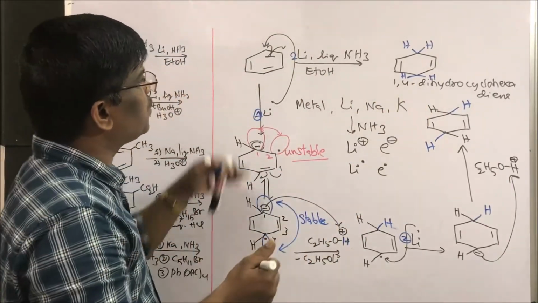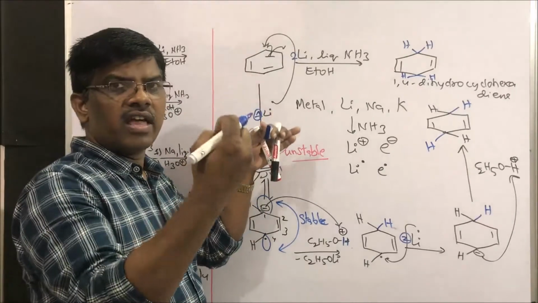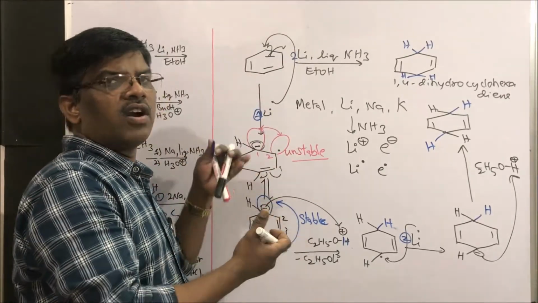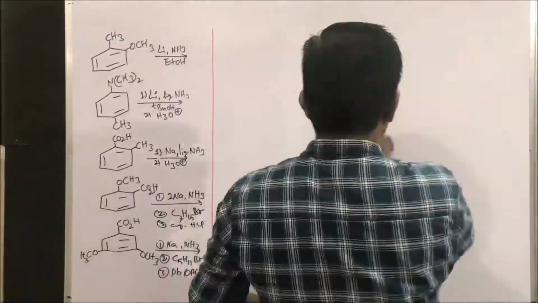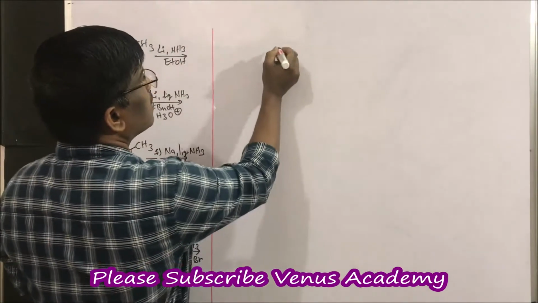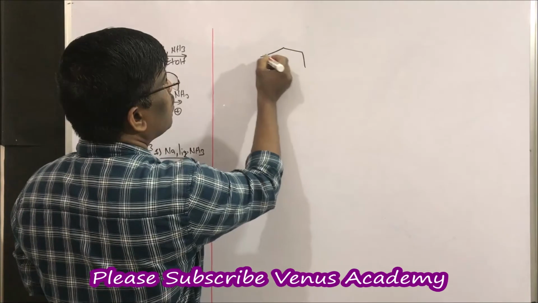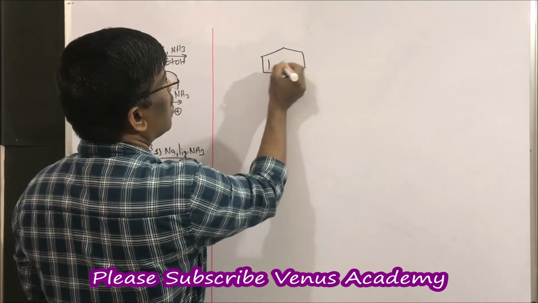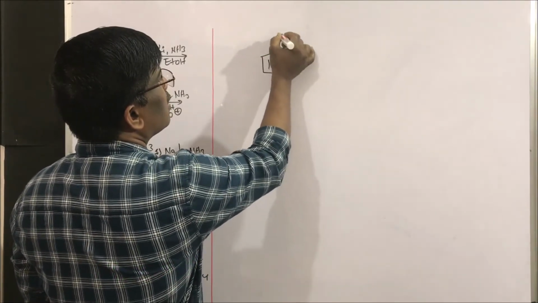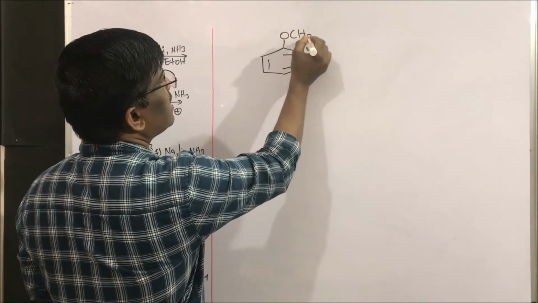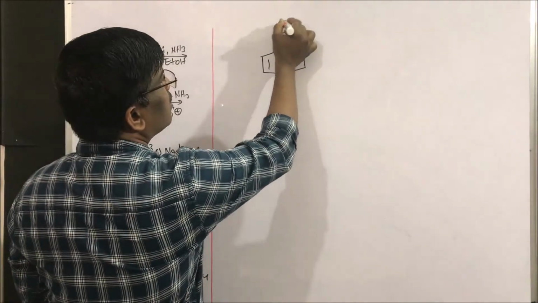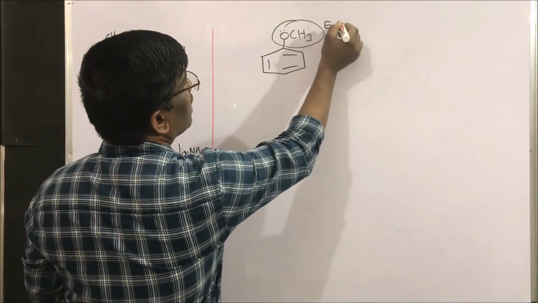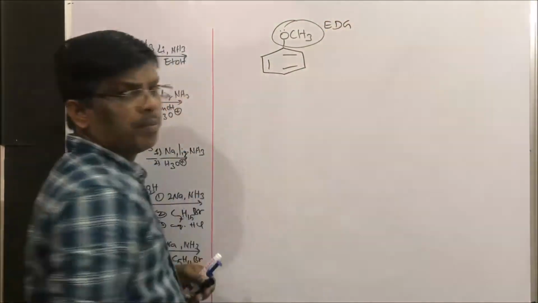Yes, students, let us see. If it is simple benzene, then we are getting a simple unsubstituted product, but if it is substituted with an electron withdrawing or electron donating group, then what is the orientation of these double bonds? Let us see. Let us take an electron donating group. This is an electron donating group.